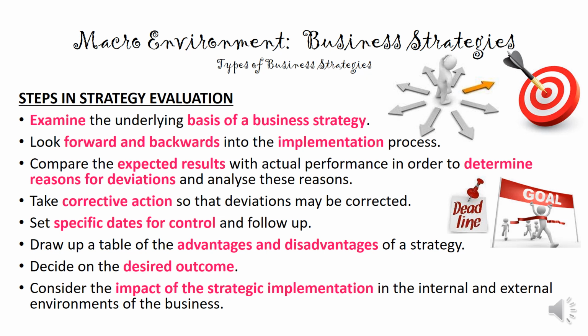Right, we also need to draw up a table with advantages and disadvantages of a strategy, because obviously we need to choose the correct strategy for implementation. And the only way to do this is to compare the advantages and disadvantages of the different strategies to see where the biggest advantages will lie. We are going to choose a strategy that gives us more advantages compared to the disadvantages. Right. We need to decide on the desired outcome. Now we need to set a target, right, a measurable target.